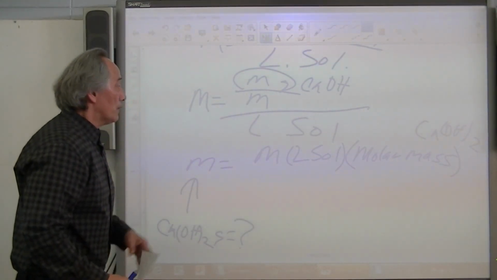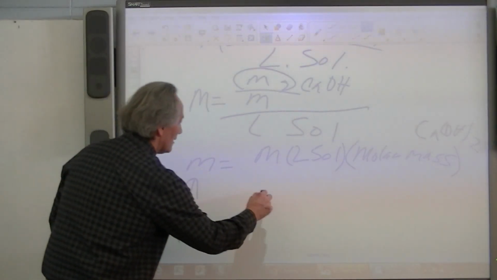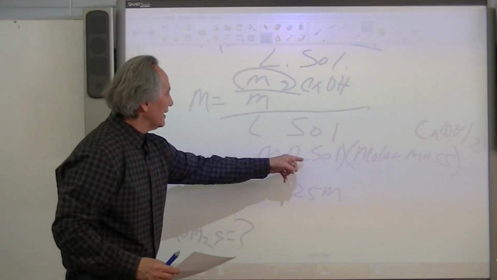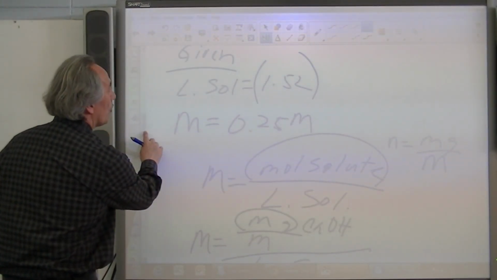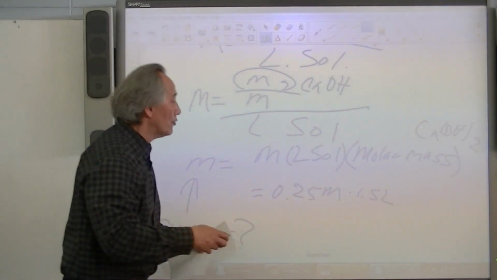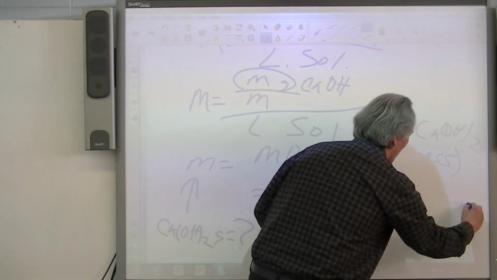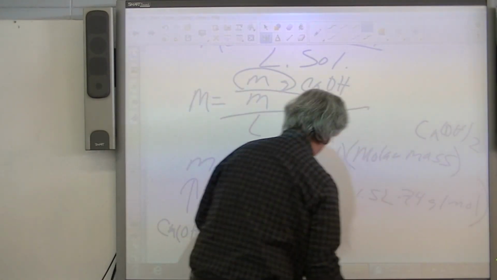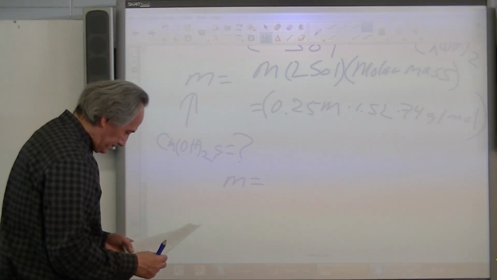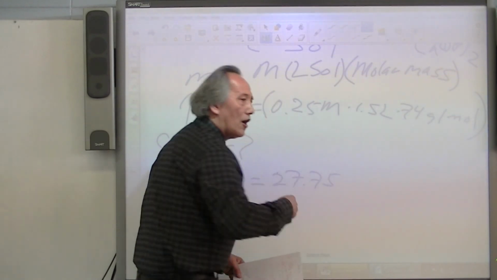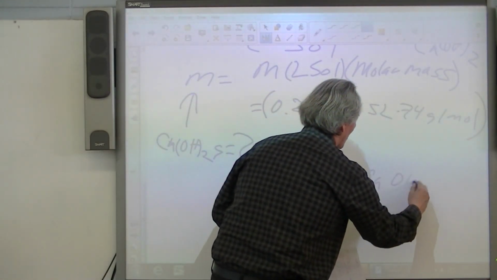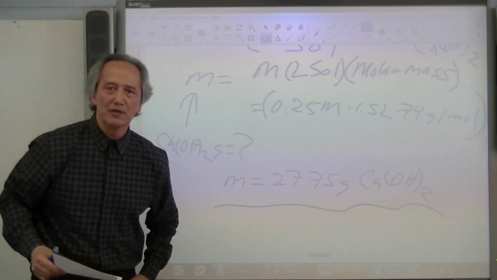This is my unknown. We can go ahead and plug in the given information. Our molarity was 0.25 molar solution. The liter solution was 1.5 liters, so times 1.5 liters, and we calculated our molar mass for calcium hydroxide, which is 74 grams per mole. Hence, we've got everything identified to calculate mass. After putting our numbers into the calculator, our calculation is 27.75 grams of calcium hydroxide, and hence our solution for that second molarity problem.